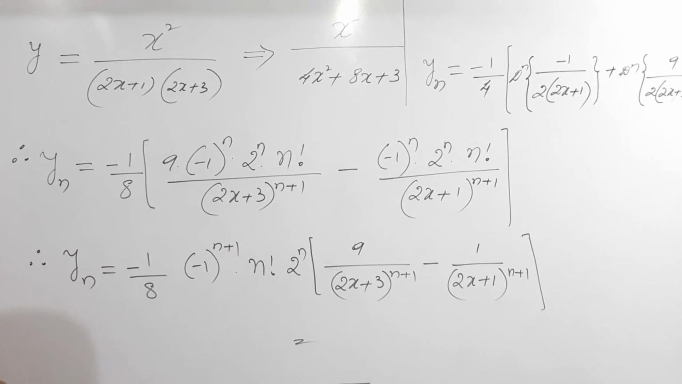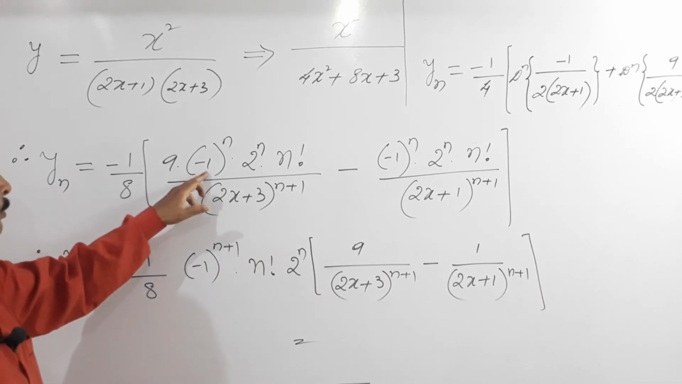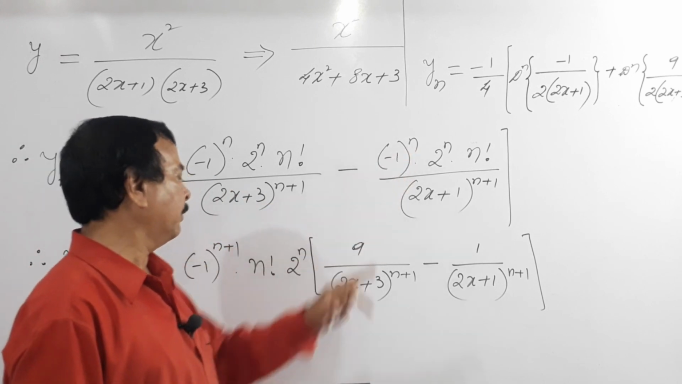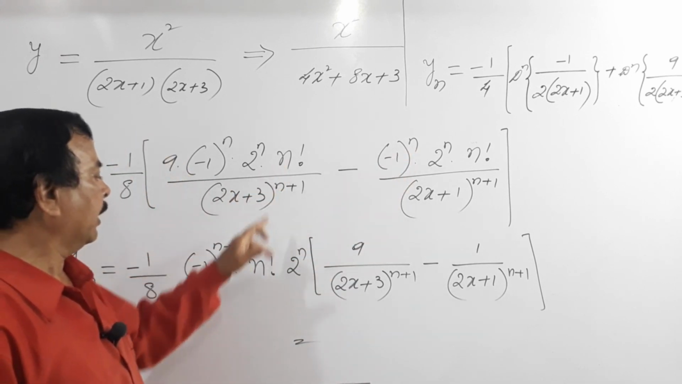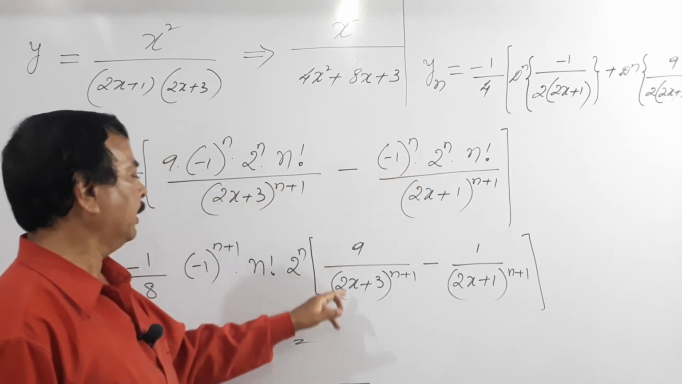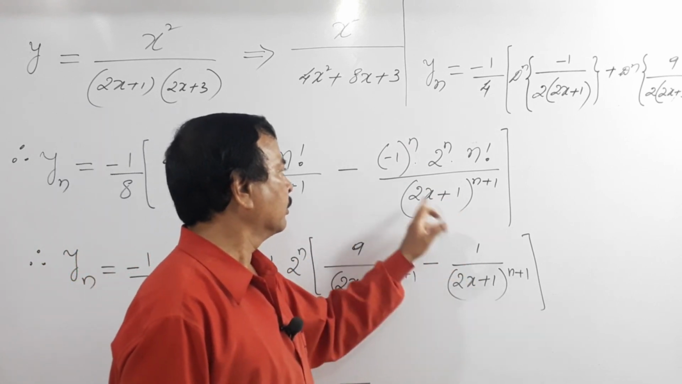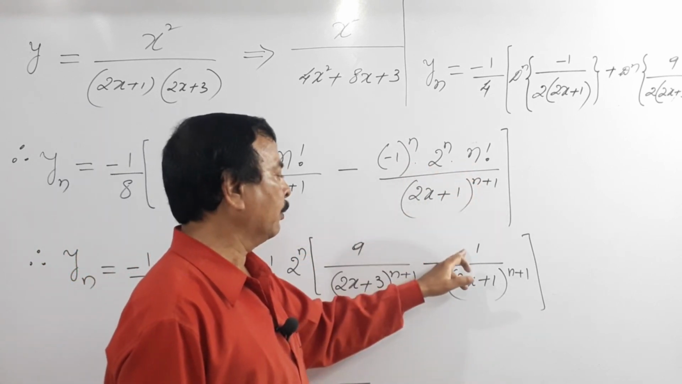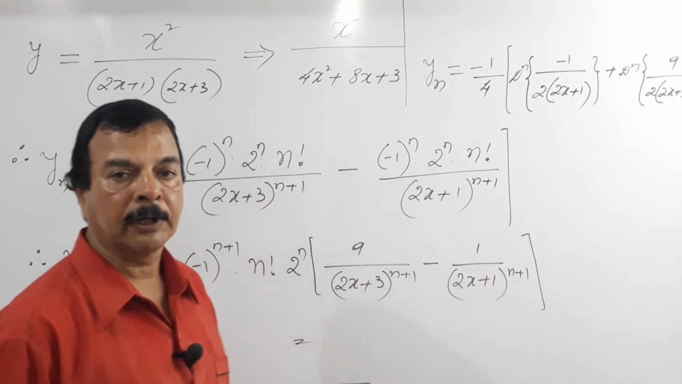So dear students, I repeat, this minus 1 by 8 as it is, minus 1, here also you have minus 1 to the power of n, that becomes minus 1 to the power of n plus 1, n factorial and 2 to the power of n is common. So we have 9 by 2x plus 3 to the power of n plus 1 minus sign. So nothing is there in the numerator. So 1 by 2x plus 1 to the power of n plus 1. This is your final answer.